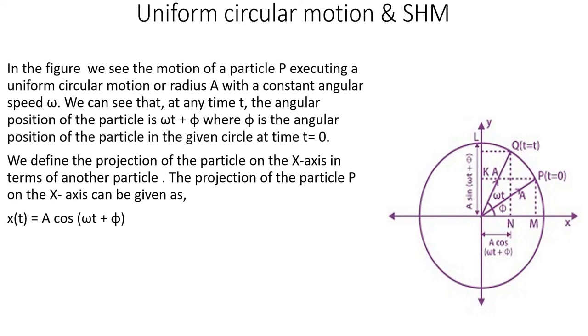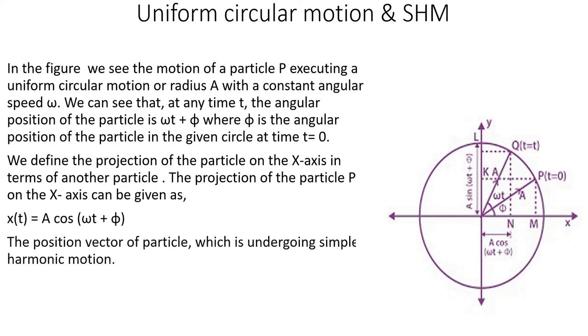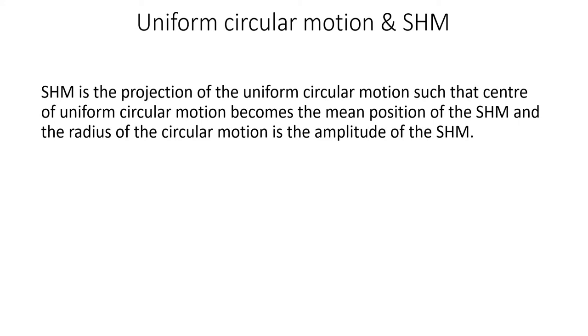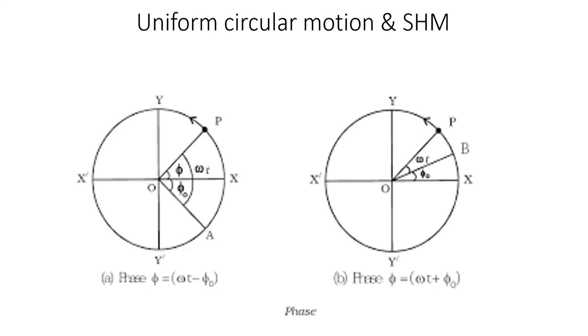Okay, so in the same way, the y projection along that gives A sin(omega t + phi). Okay, so that is the position of a particle which is undergoing simple harmonic motion. Now we will say the same sentence once again. Simple harmonic motion is the projection of uniform circular motion such that the center of the circular motion becomes the mean position of the SHM, and the radius of the circular motion is the amplitude of the SHM. Okay, so that is the significance.